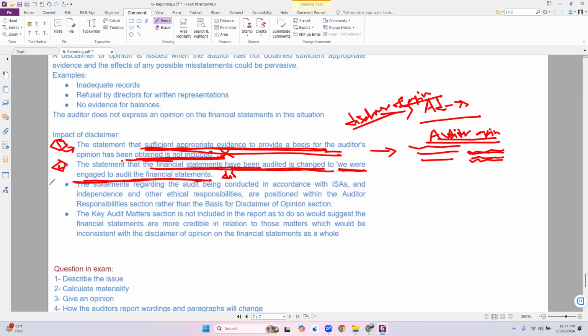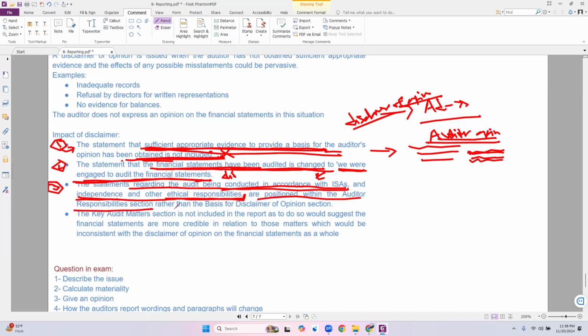Okay. Let's come towards point number 3. The statement regarding the audit being conducted in accordance with ISAs and independence and other ethical responsibilities. Basically, in every other opinion, whether they are giving an unmodified opinion or a qualified opinion or an adverse opinion, they always state within the auditor's opinion that the audit was conducted in accordance with international standards of auditing and we were independent and we checked all our ethical responsibilities as well. In every other opinion, they say that. But in the case of disclaimer of opinion, these are positioned within the auditor responsibilities section rather than the basis for disclaimer of opinion section.